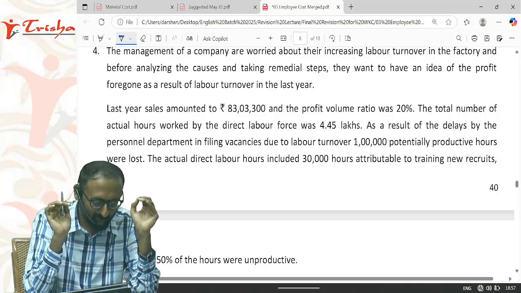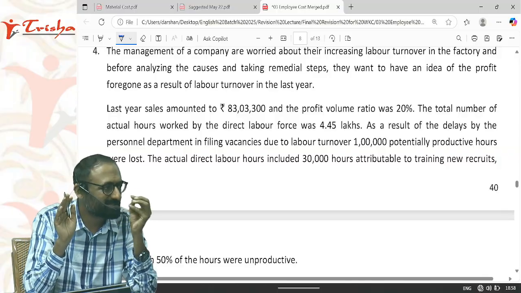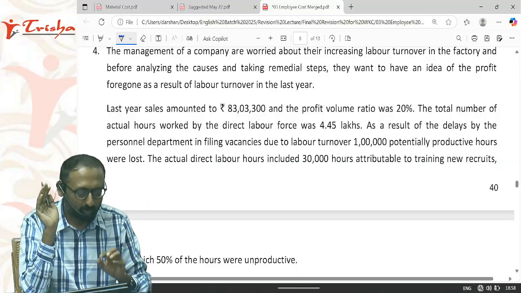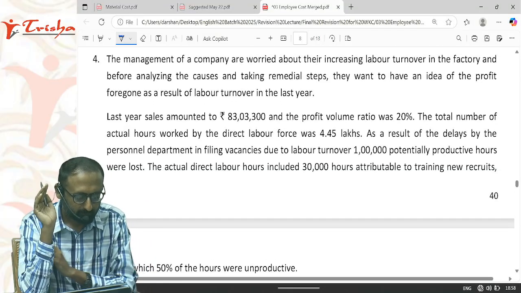Now we are going to solve one very important question, must revise before the examination, and that question will be the fourth one.